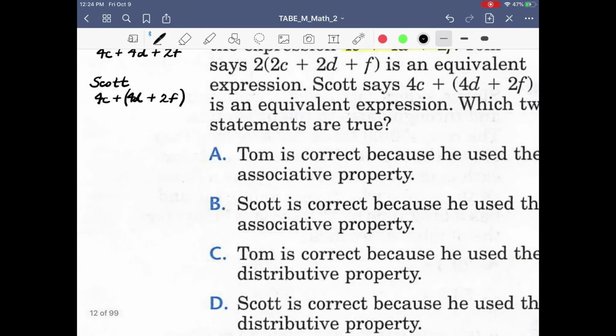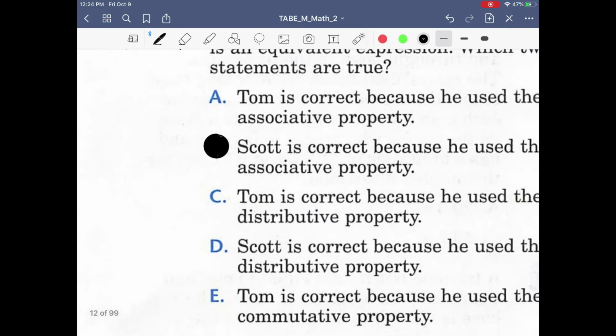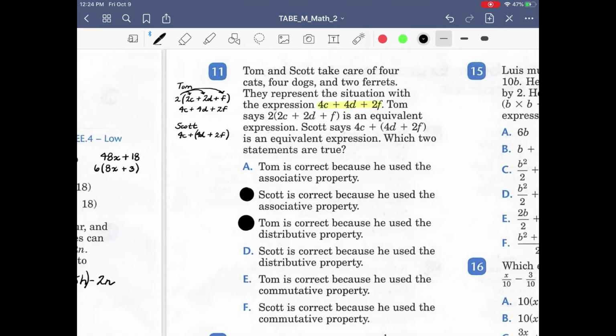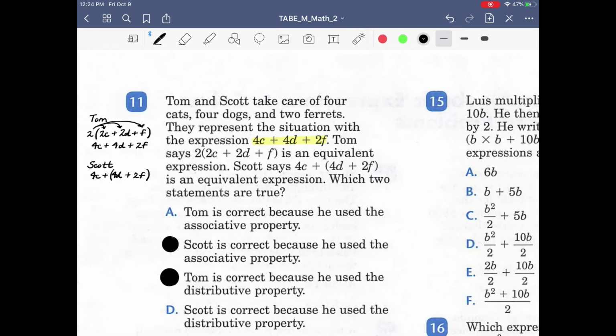Scott is correct because he used the associative property. That's rearranging addition or grouping addition. That's perfectly fine. Tom is correct because he used the distributive property and he did it correctly. So they're both correct for different reasons. They use different properties, but they both have equivalent expressions.